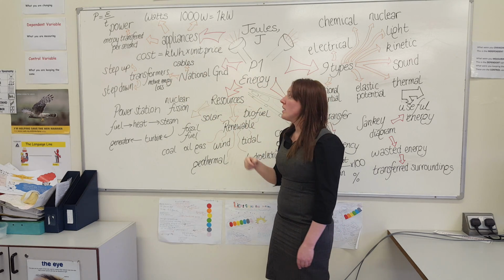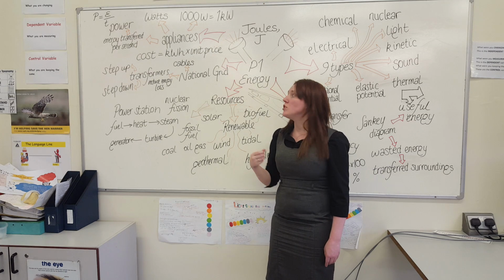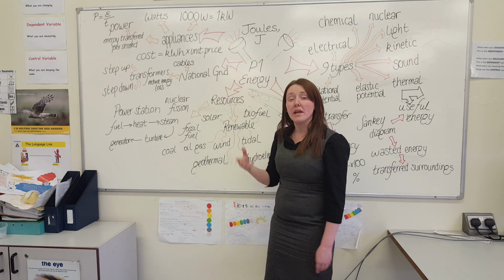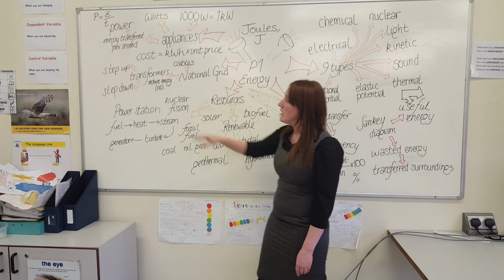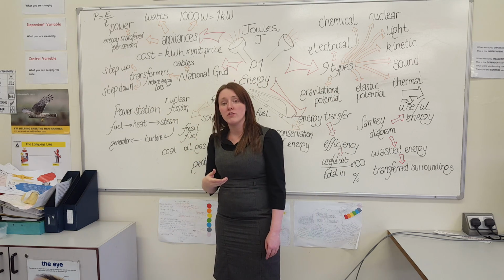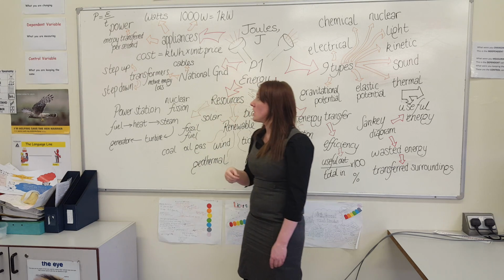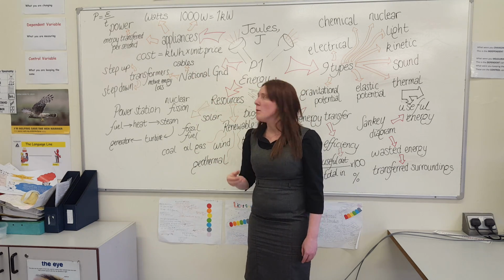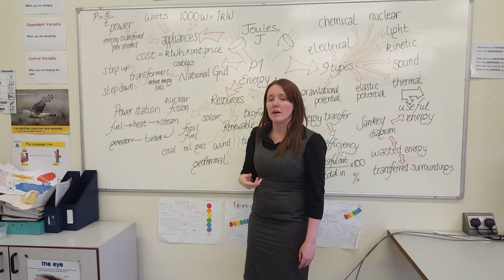Step-up transformer increases the voltage, reduces the current, loses less energy, making the whole process more efficient. Step-down transformers reduce the voltage to 230 volts to make it safe for use at home. Cables, they can either be overground or underground. Both have advantages, both have drawbacks.